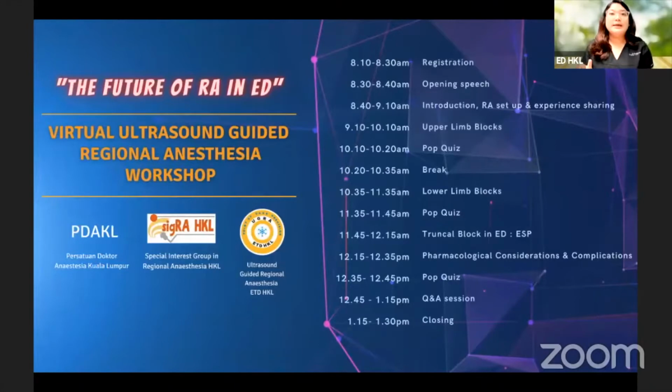So the panelists will be the speakers that have given out the lectures today, with the addition of Dr. Azrin Muhammad Azidin, who is a consultant anesthesiologist in HKL and is also a member of the National Committee on Regional Anesthesia and supervisor for the subspecialty training in regional anesthesia. Dr. Azrin is also the co-founder of Special Interest Group in Regional Anesthesia, SIGRA HKL. He has conducted international and national regional anesthesia workshops in various capacities since 2008.